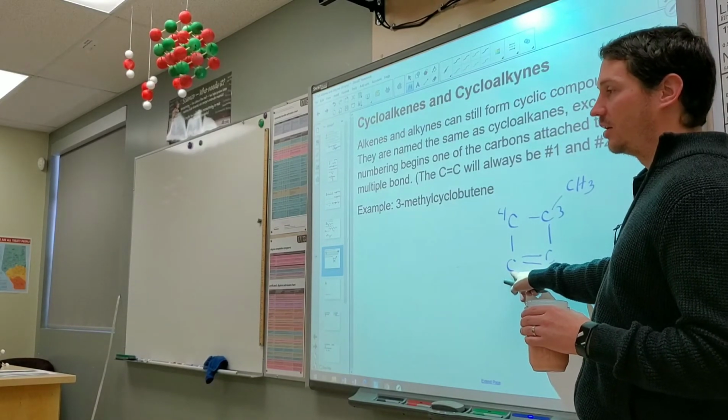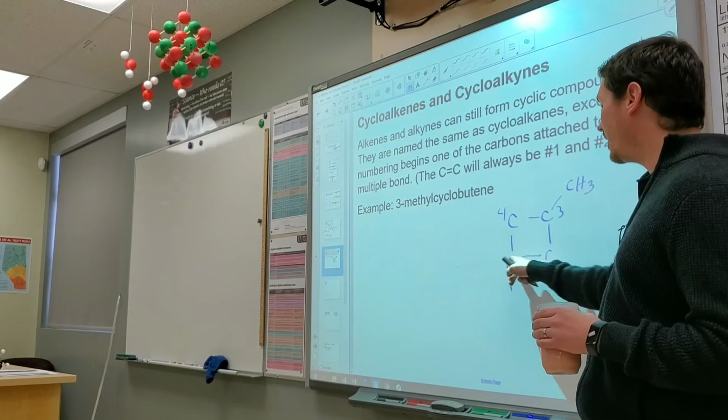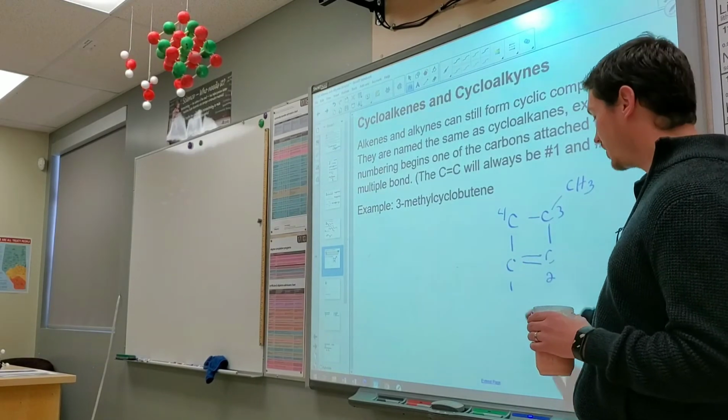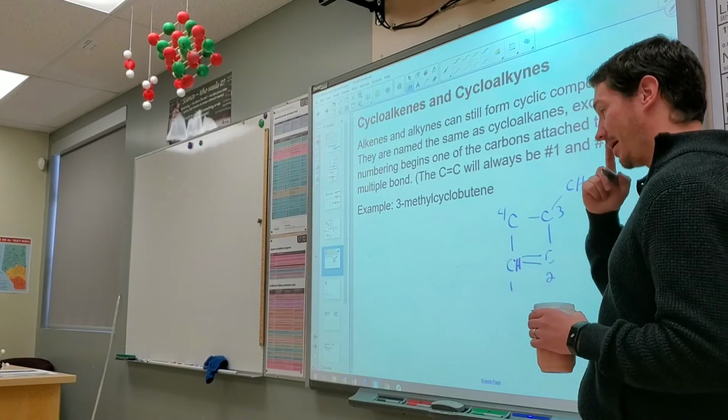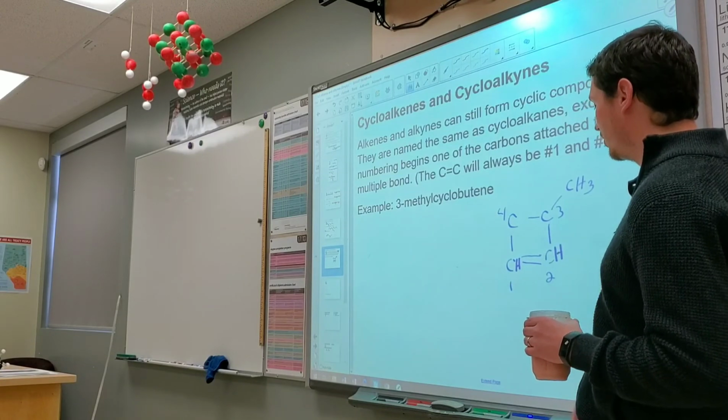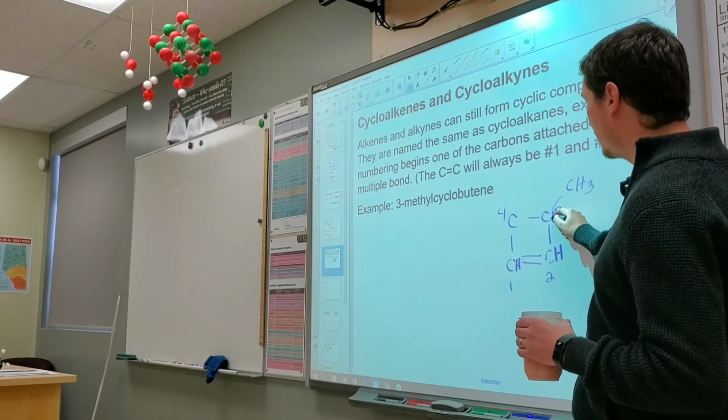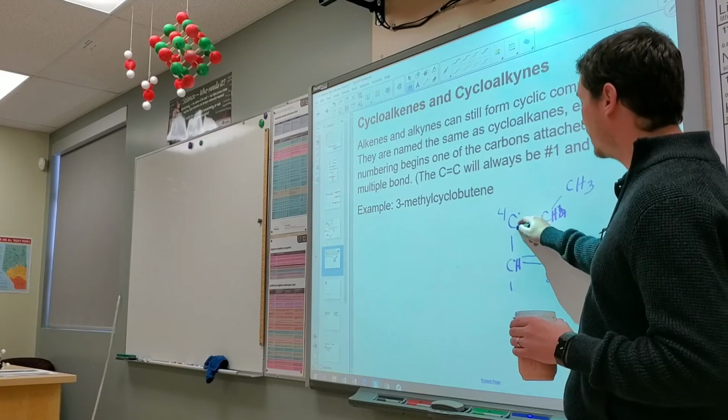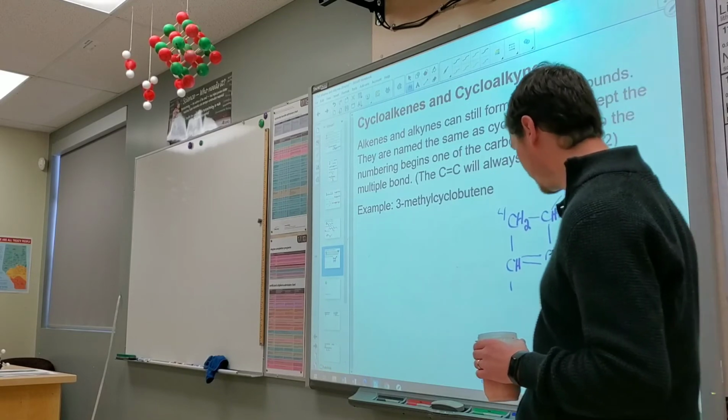Double bond. How many bonds are going into carbon number 1? 3. So we're only allowed 1 hydrogen. Same thing with 2. Same thing with 3. 4 needs 2. Good.